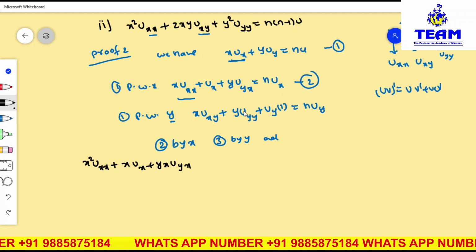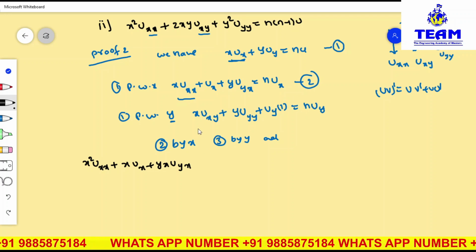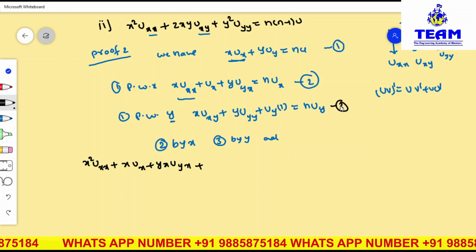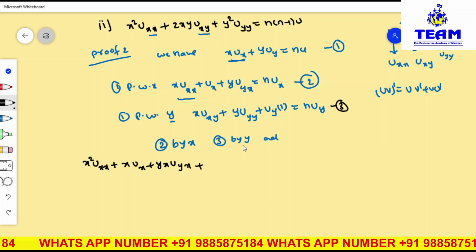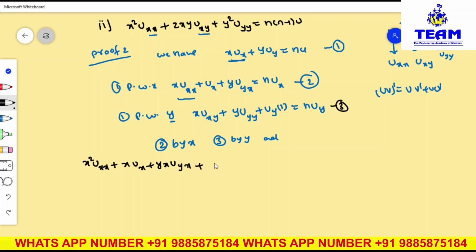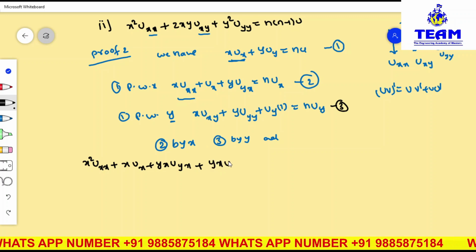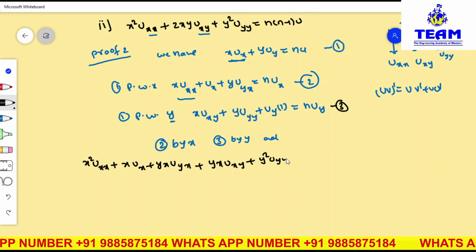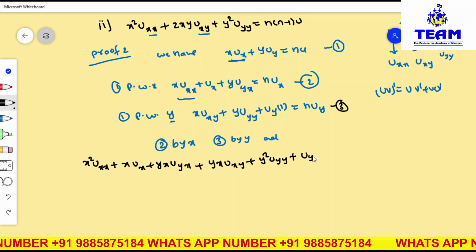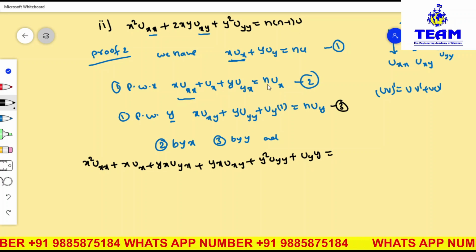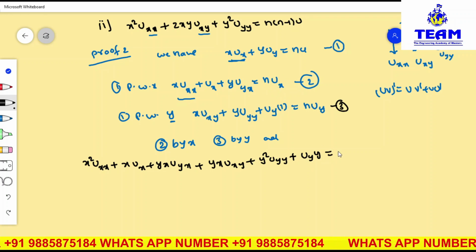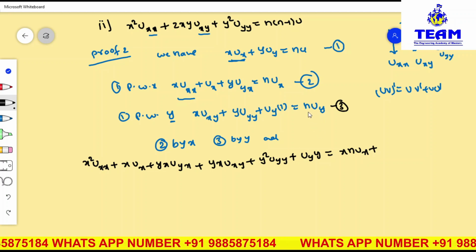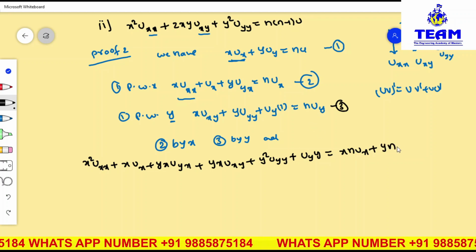Okay, first I will add the left side, later I will add the right side parts. Now plus, for equation number 3 I am multiplying y. So this will be y into x uxy plus y into y square into uyy plus uy into y, is equal to the right side part. For equation 2 I am multiplying x, so x into nux plus y into nuy.